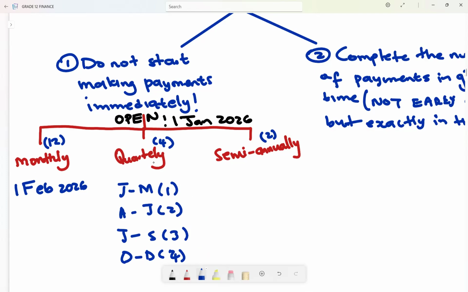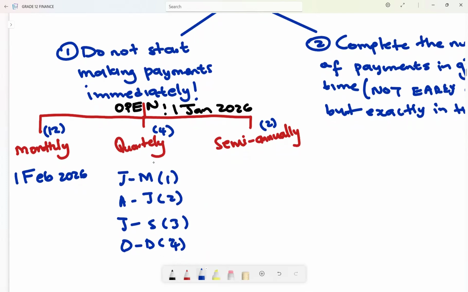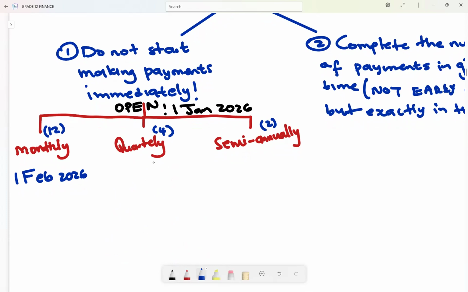So you very, very importantly need to pay after 3 months. What is 3 months after January? It means you'll skip February.